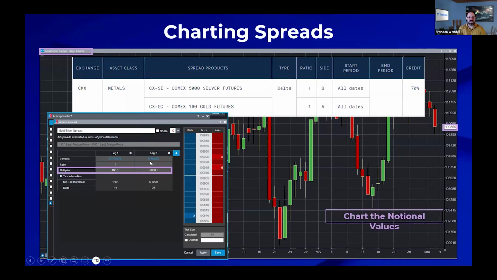I did gold 100, silver 5,000. And in this case, if we went from 109,855 down to 109,800, that would be a $55 change. One point is $1 on a notional value chart.